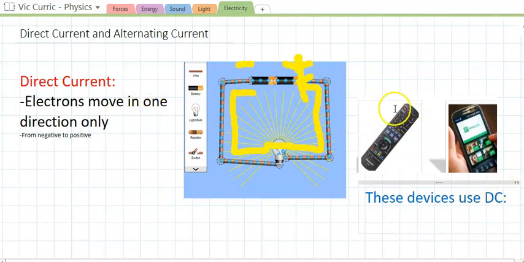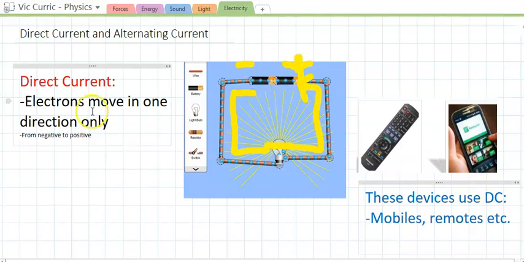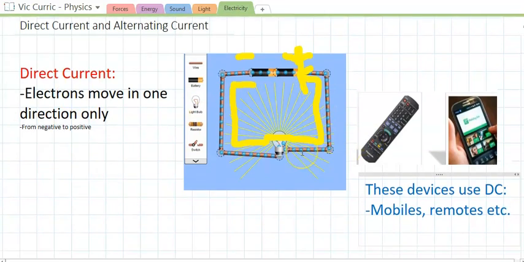You can see these devices here, things like your remote control for the TV or your mobile phones, anything else that uses batteries, these use direct current. That's because batteries only produce a direct current. So anything that's run off batteries is going to be using DC.